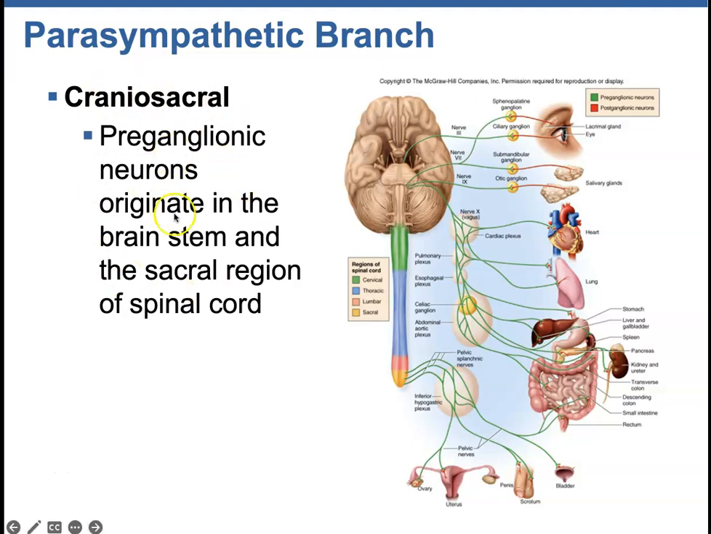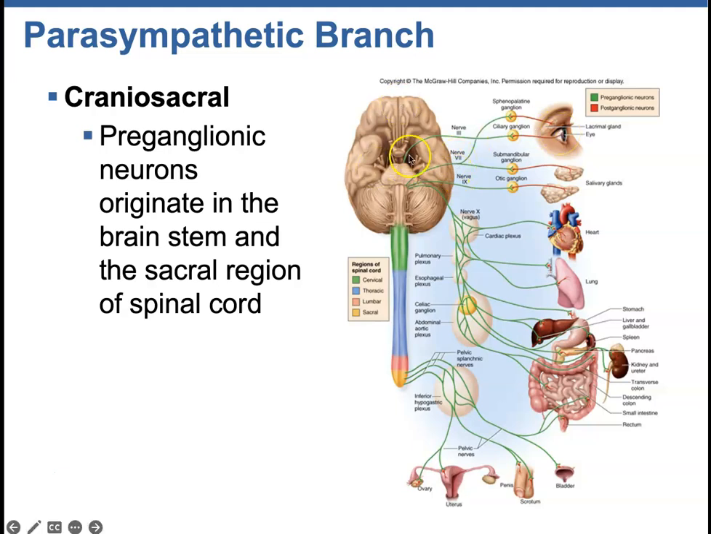The parasympathetic branch, remember, is what we call craniosacral. That means we're going to be secreting from the cranial portion of the brainstem. This is where the preganglionic fibers come out, and they meet up with a ganglion that is very closely located to the organ that the parasympathetic branch is innervating.